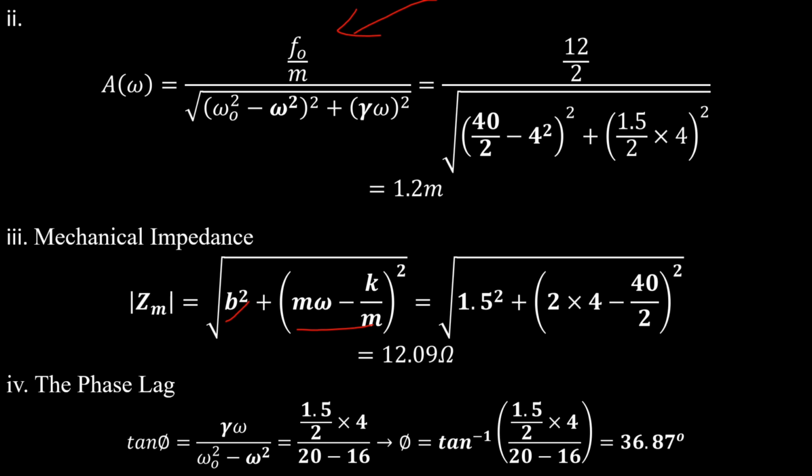Then lastly, we have our phase lag. This is the expression for our phase lag as well. We're still going to substitute for gamma and omega and the others, and make phi the subject, which is the phase lag. Our answer is 36.87, which is approximately 37 degrees.